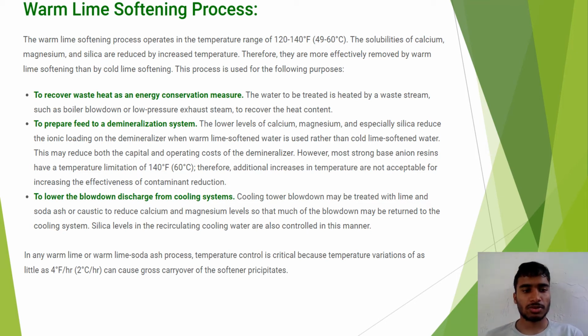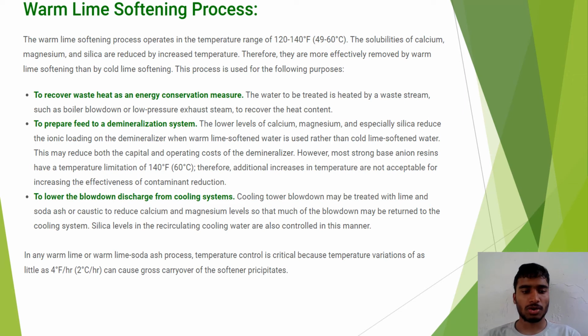To prepare feed to a demineralization system: the lower levels of calcium, magnesium, and especially silica reduce the ionic loading on the demineralizer when warm lime softening water is used rather than cold lime softening water. This may reduce both the capital and operating costs of the demineralizer. However, most strong base anion resins have a temperature limitation of 140 degrees Fahrenheit, that is 60 degrees Celsius. Therefore, additional increases in temperature are not acceptable for increasing the effectiveness of contaminant reduction.